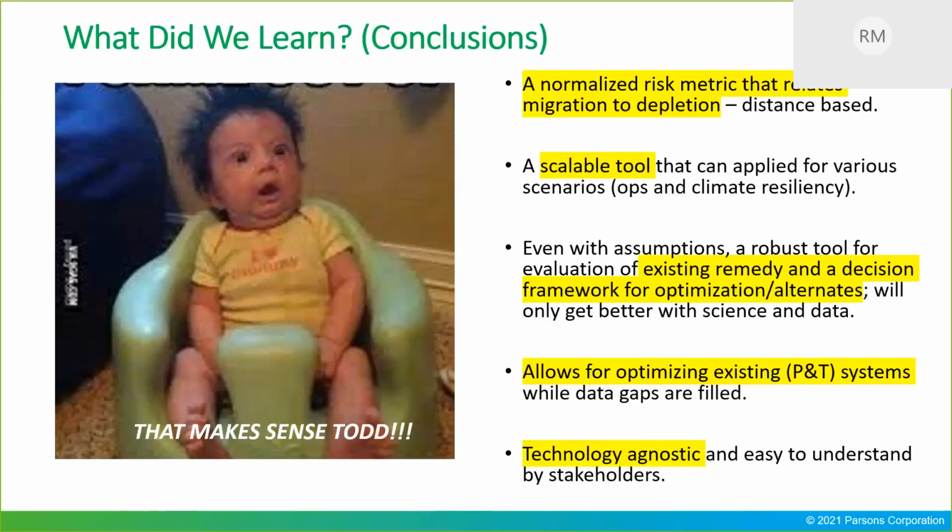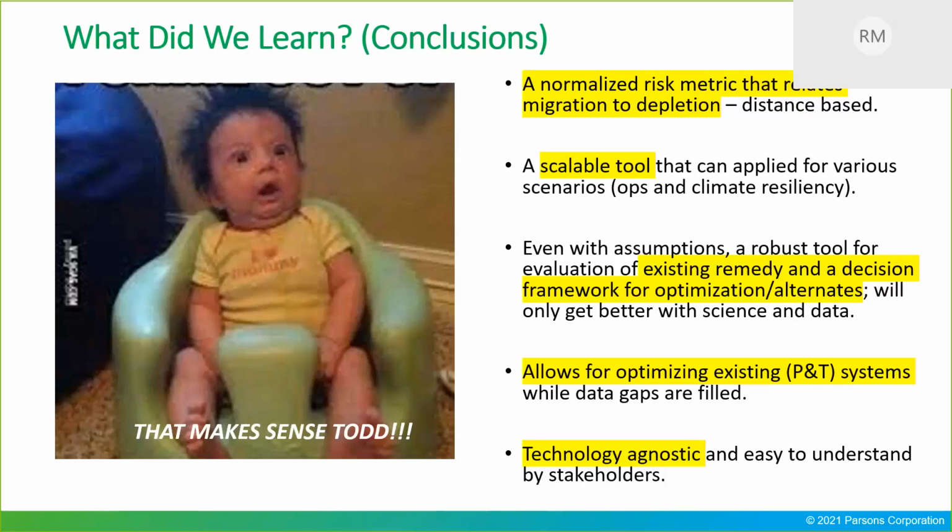To conclude, I hope this tool has been very useful for all of you, in terms of the proof of concept that we presented. What we can confidently say is that this is a true normalized risk metric because it relates to the migration and to the depletion, and it's a distance-based metric. It is a scalable tool, which we showed with the examples. It provides an excellent framework for remedy action objectives. It allows for optimizing existing systems too.